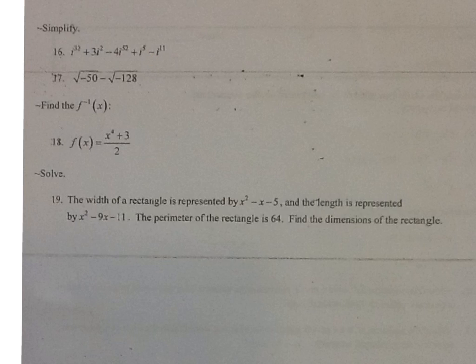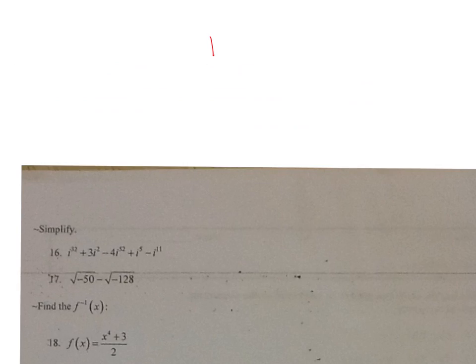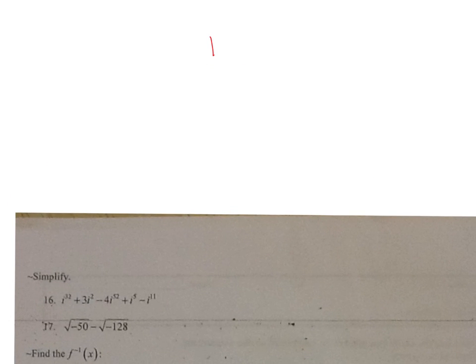Okay, so plug in i to the 32 into your calculator. So that's i, caret key, 32. We get 1 plus, actually, let me rewrite this. So that was i to the 32 plus 3i squared minus 4i to the 52 plus i to the 5th minus i to the 11th.